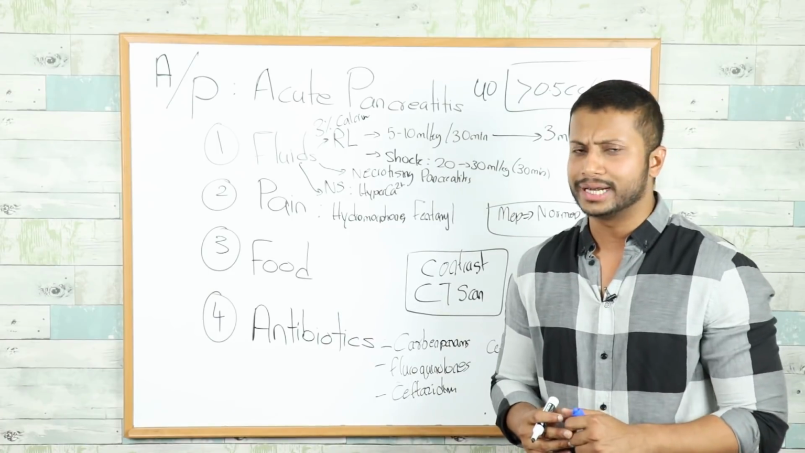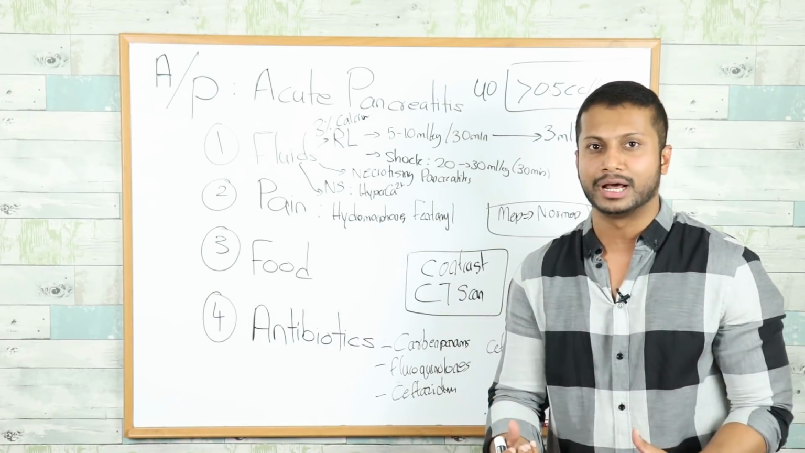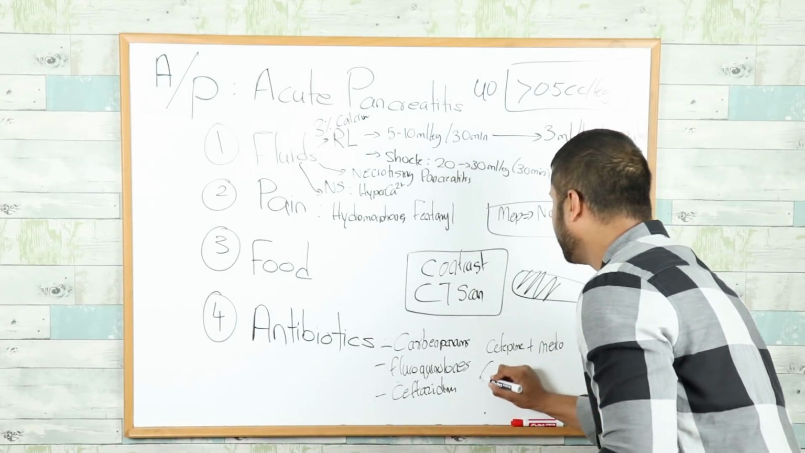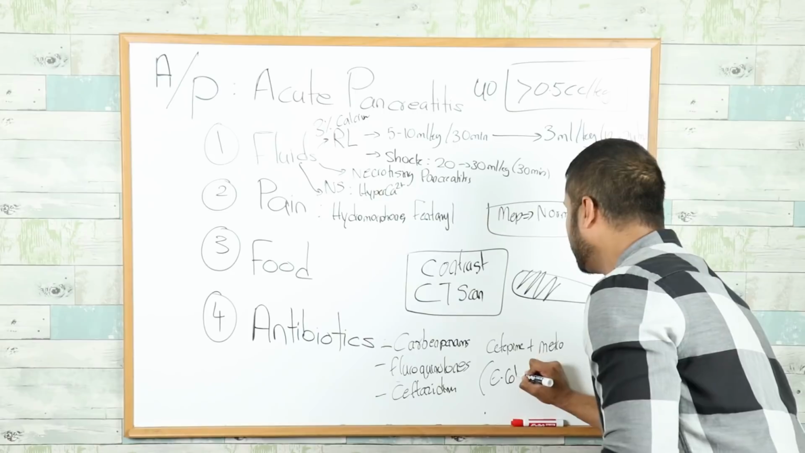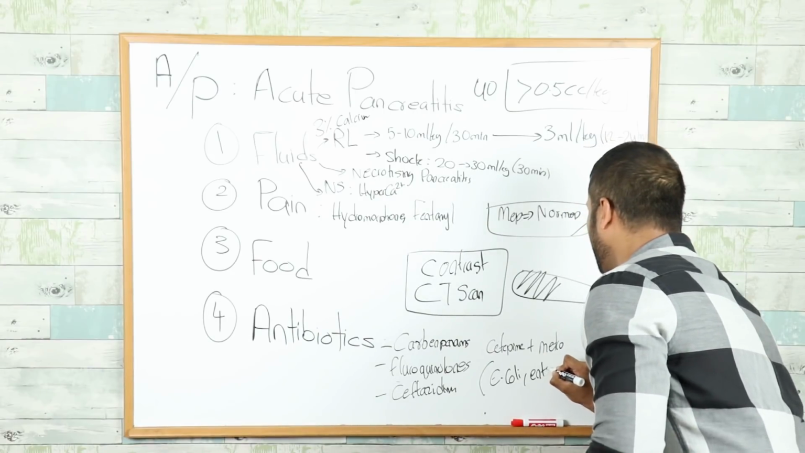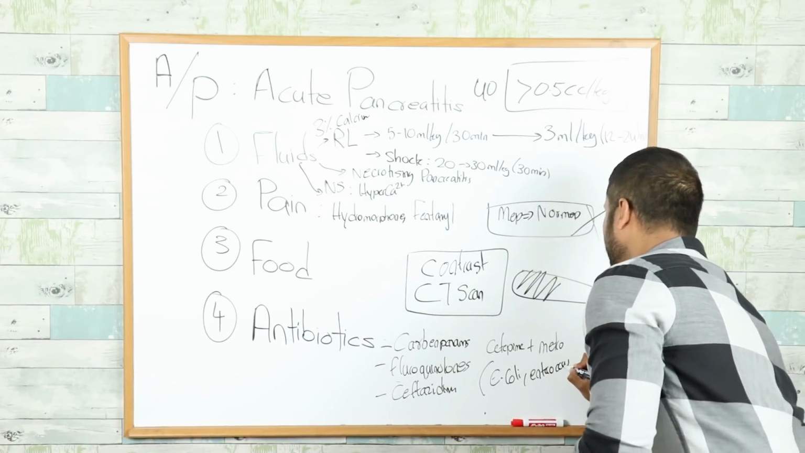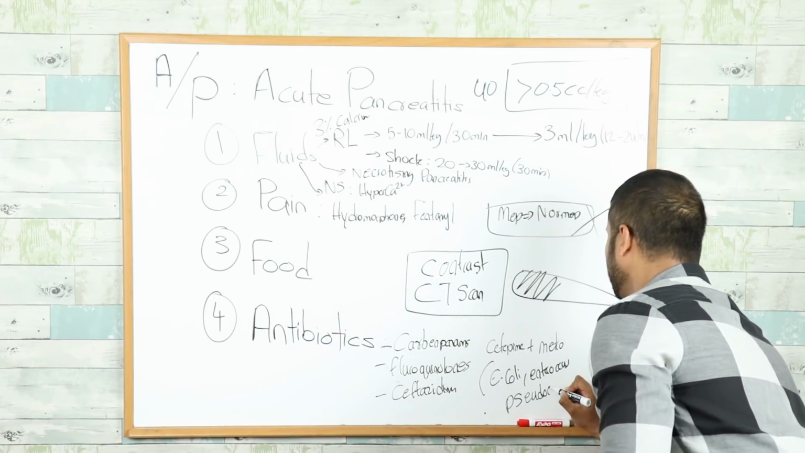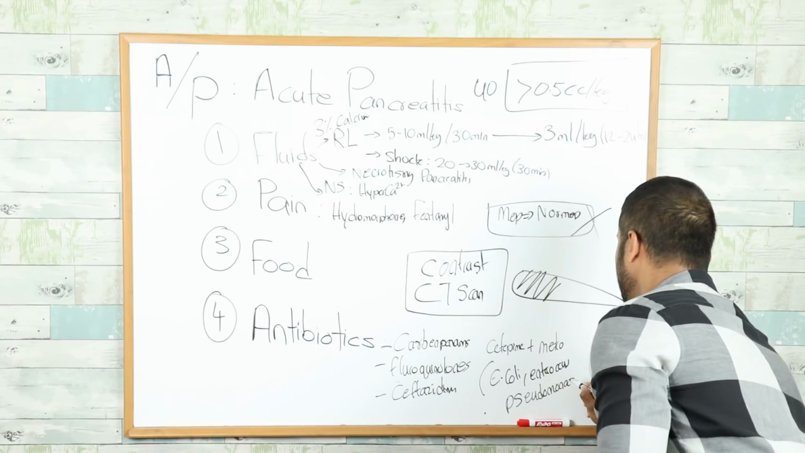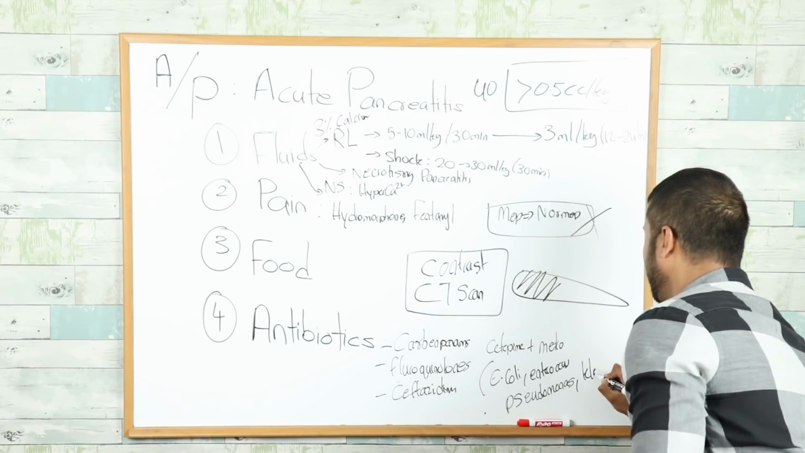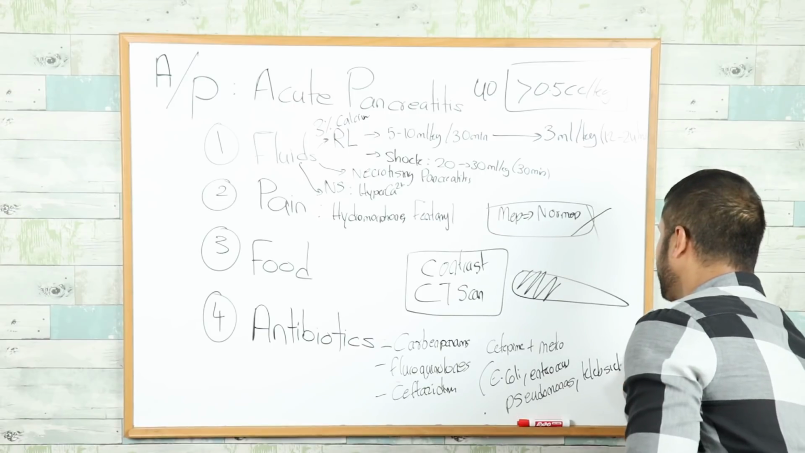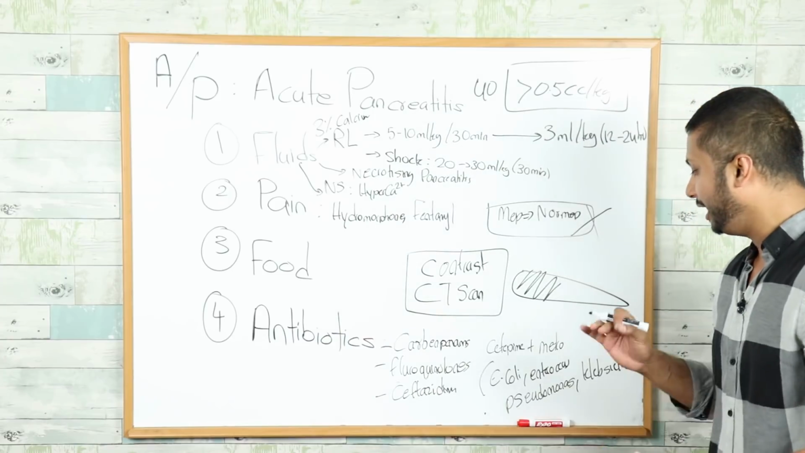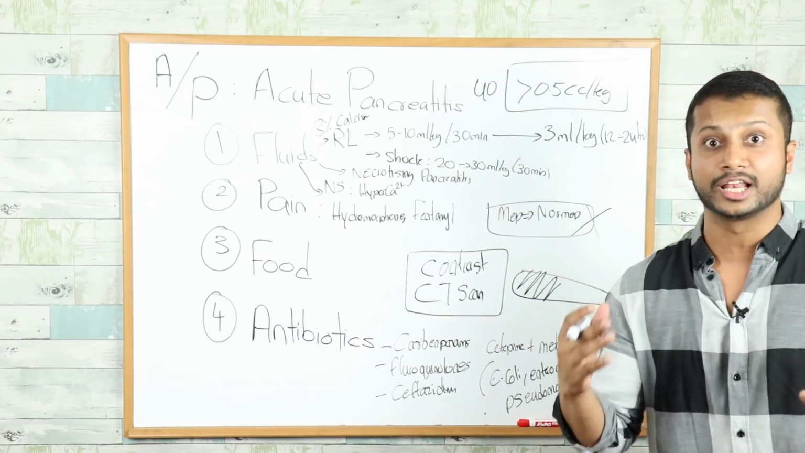So what are the most common organisms? Think about the gut flora, right? That's what is going to affect this patient as well. So remember, the bacteria you're trying to target here are E. coli, Enterococcus, Pseudomonas, and Klebsiella. These are the 4 bugs you want to hit with these medications: E. coli, Enterococcus, Pseudomonas, and Klebsiella, right?